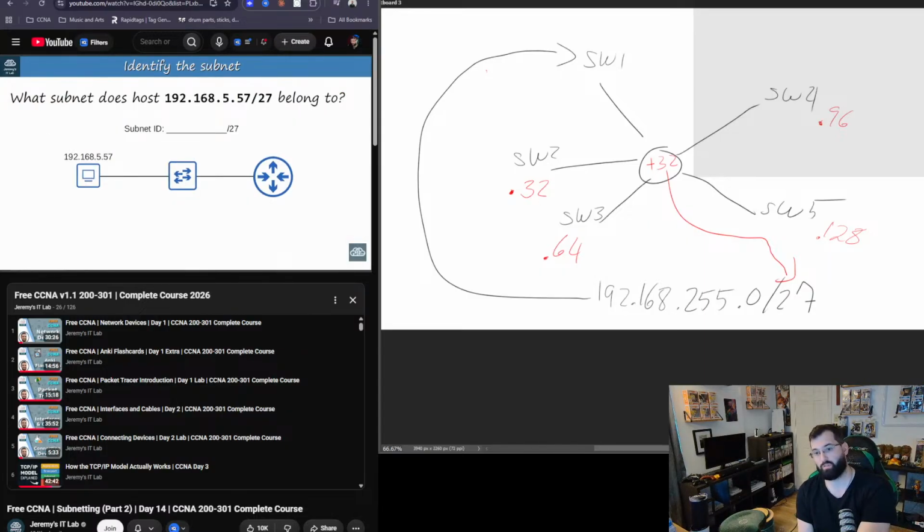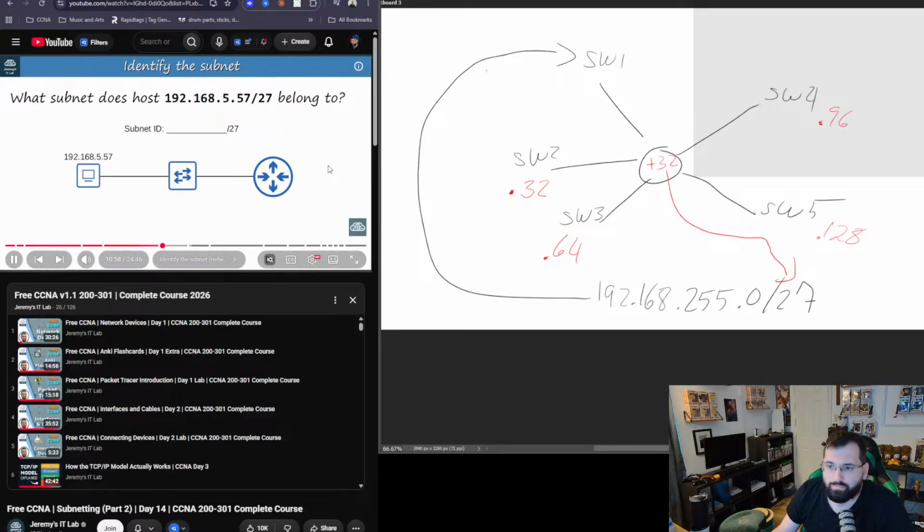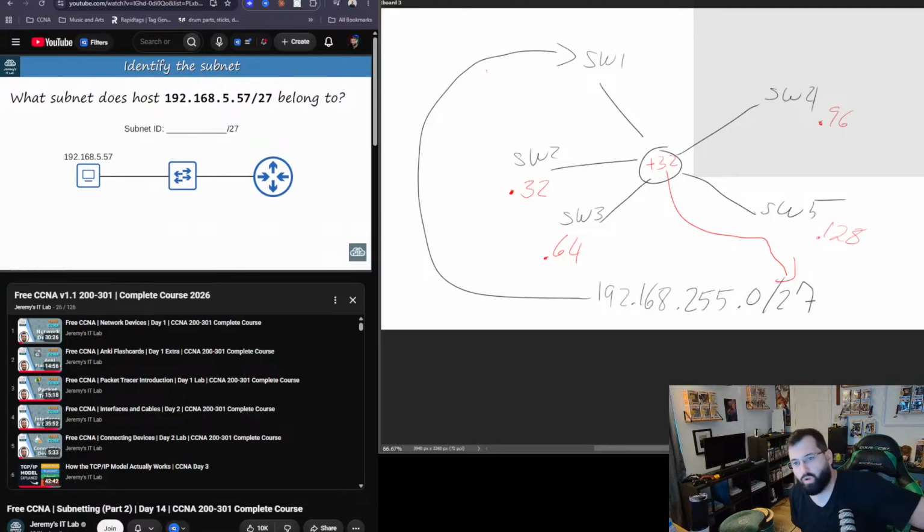Here's another type of subnetting question you might find. What subnet does host 192.168.5.57/27 belong to? So what subnet does this belong to? That one has to belong to 192.168.5.32.